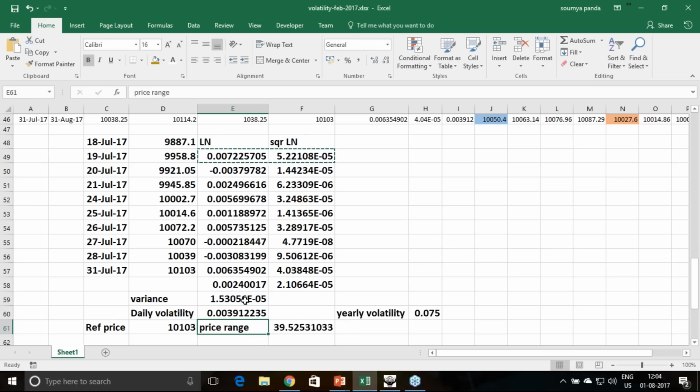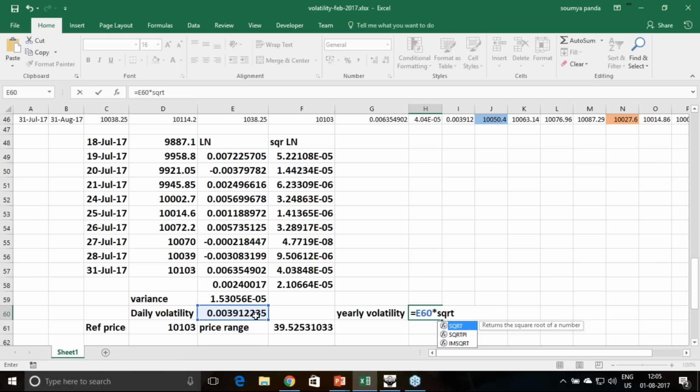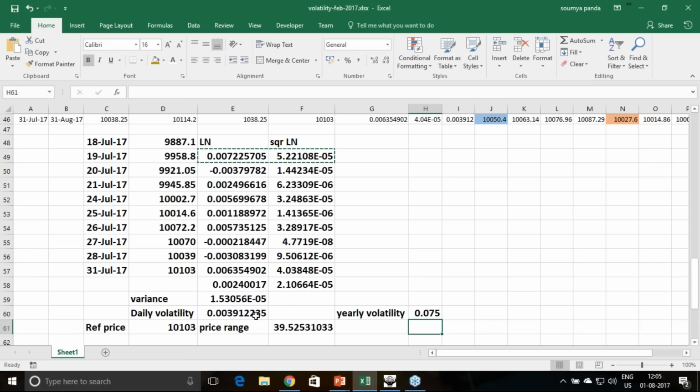So it will give you the daily volatility. This is the daily volatility without taking any percentage. If I wish to take the yearly volatility, I will take the daily volatility multiplied by the square root of 365. So this is my yearly volatility without percentage form. If I want it in percentage form, then I have to multiply this by 100. So yearly volatility is 7.47%.